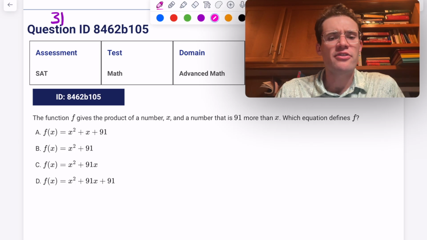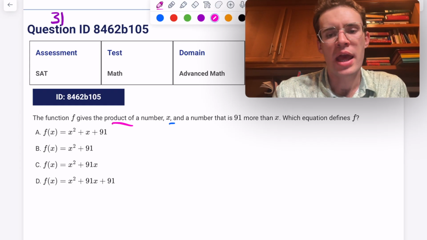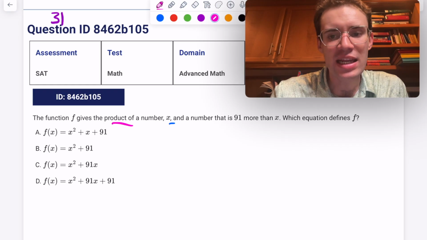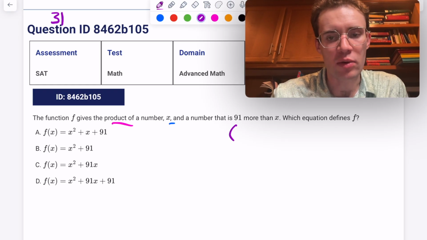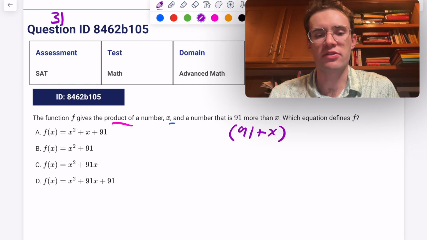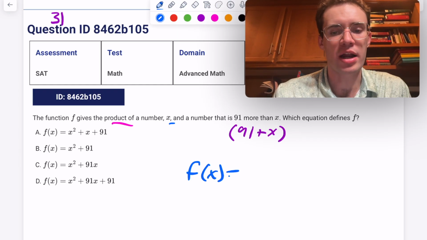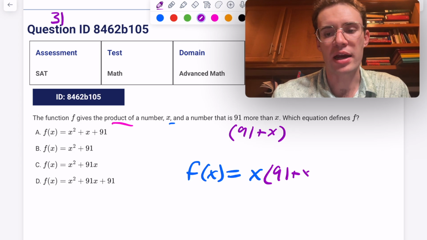The function f gives the product of a number x, so product means we're multiplying, and a number that is 91 more than x. So we could just say 91 more is 91 plus x. So we're multiplying x and the quantity 91 plus x. Which equation defines f? All right, well, f of x is the product of these. So x times something 91 more than x.